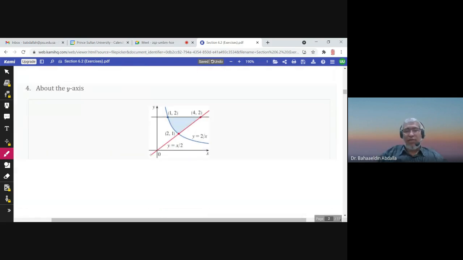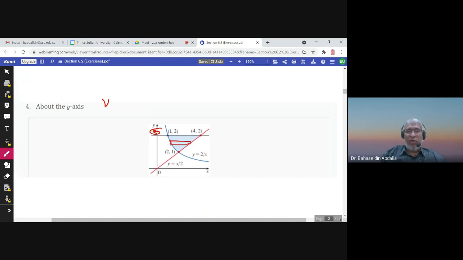Again about the y-axis, but if you notice here, there is an empty space between the region and the y-axis. So when you rotate this region about the y-axis, you will get a washer. We will use a horizontal rectangle because it should be perpendicular to the axis of rotation. In this method, always the rectangle.